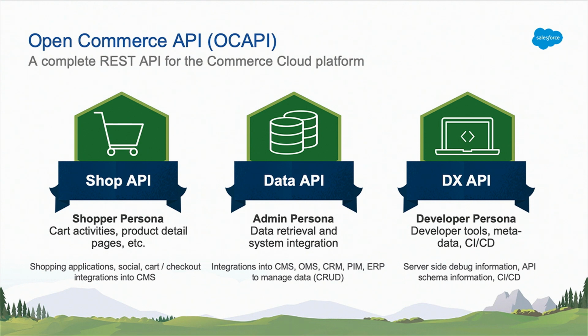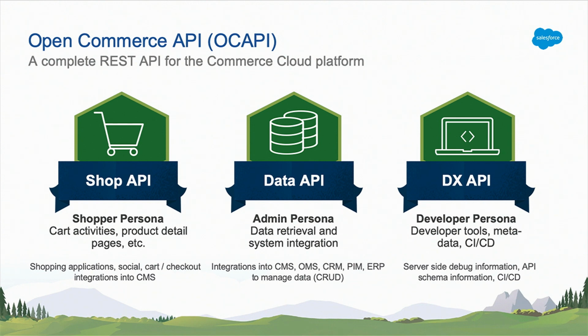The first one is a grouping of APIs we call our Shop API. These are APIs related to the shopper persona and provide things related to carts, product information, things you might need to set up a product detail page or a product listing page, getting prices, those types of things. Any APIs that you may need to build a storefront experience are available from the Shop API.